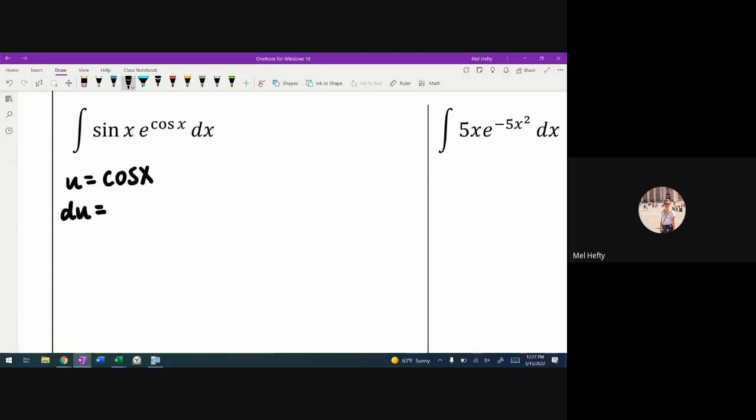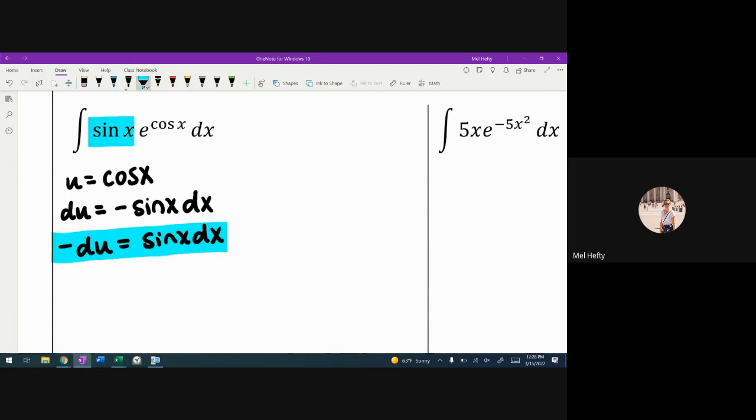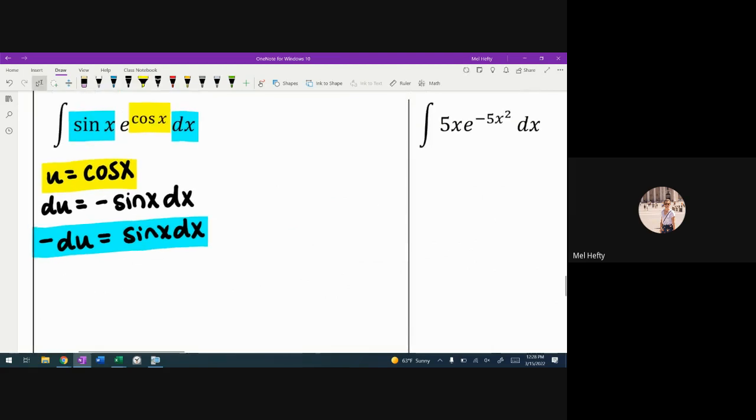All right. What is du, the derivative of u? Good. I like that you guys remembered that the derivative has the negative for the sine. Do I have this negative in my integral currently? I can divide by a negative 1 to move it over, as negative du is sine x dx. All right, using my little color coding, this is going in for sine x dx. This is going in for u. Notice I don't have coverage for that e. That e is going to function as my function to integrate.